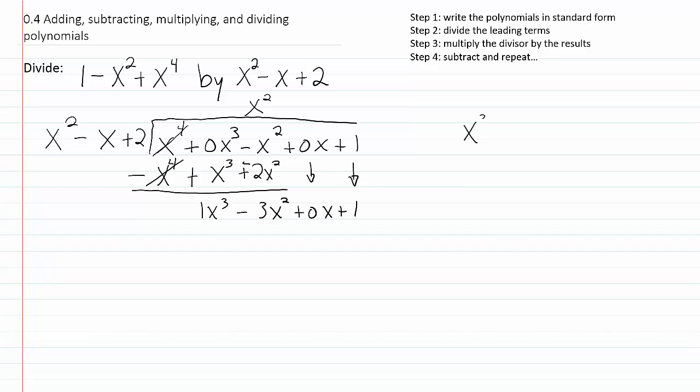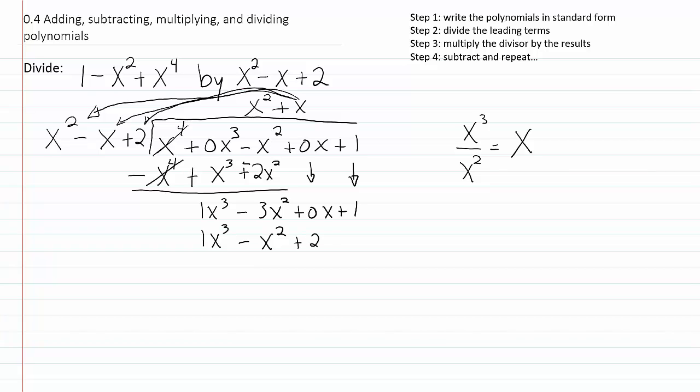Well, in other words, if you take x to the third and divide it by x squared, what do you get? Well, x to the third divided by x squared is simply x, which means we have to put a plus x here and then distribute this in. So we'll say x times x squared gives you 1x to the third. X times negative x gives you minus x squared. And then x times a positive 2 gives you plus 2x.